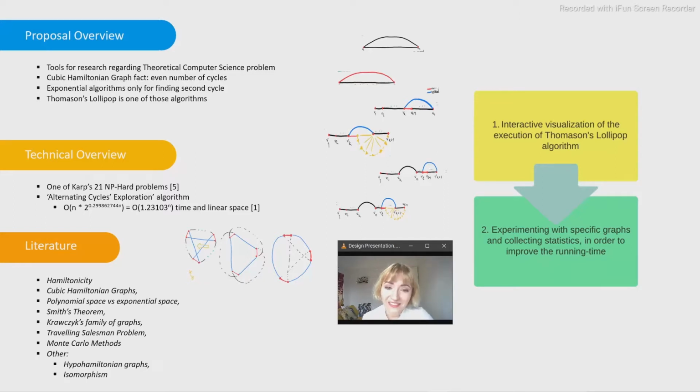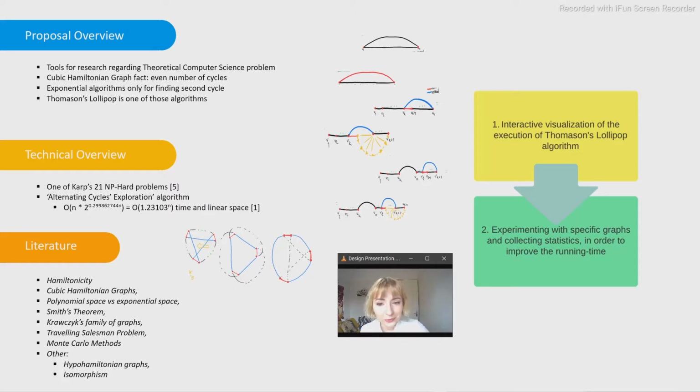The Hamiltonian path is one where each vertex can be visited only once, and the problem I'm focusing on is about finding the second Hamiltonian cycle in a cubic graph. It's an NP-hard problem as described in Karp's paper.